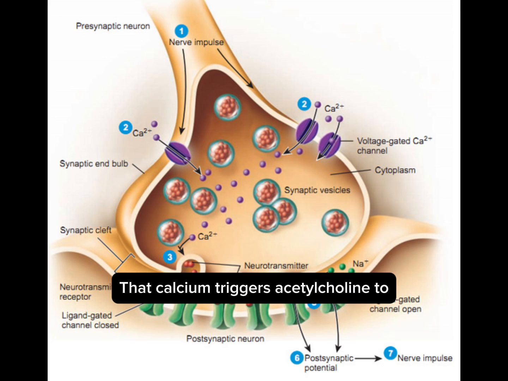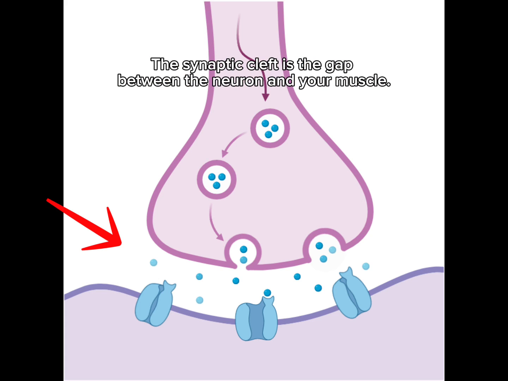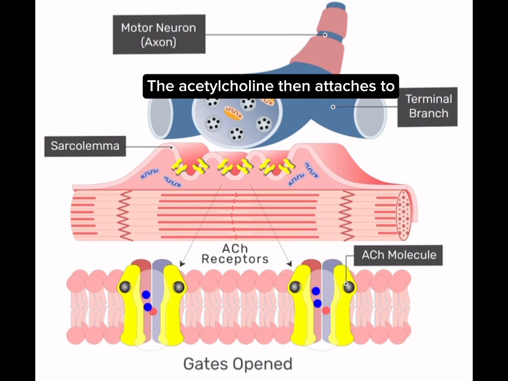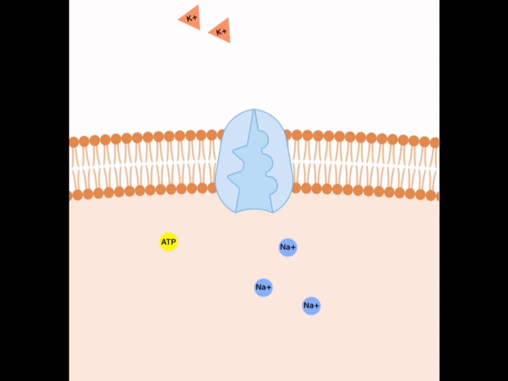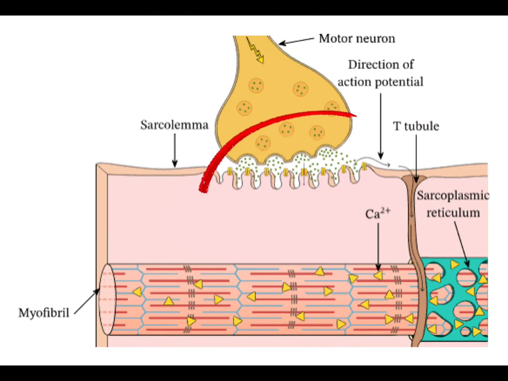So that calcium triggers acetylcholine to release into the synaptic cleft. And by the way, the synaptic cleft is basically the gap between the neuron and your muscle. The acetylcholine then attaches to receptors on the sarcolemma, which is your muscle cell's membrane. And boom, sodium rushes in and it changes the membrane potential. And now the muscle cell is all charged up and it's ready to get going.